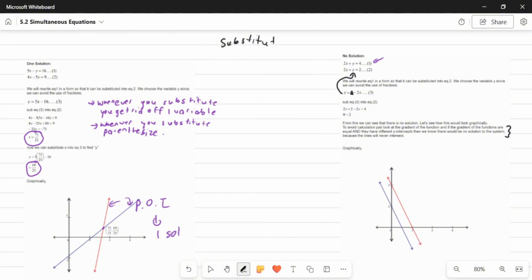So far we've done substitution and I've showed you how it looks when you're given a scenario when you have one solution and a scenario when you have no solution. Now let's move on to elimination and I'll solve these exact same questions and see how the technique differs. Okay, let's do that now.